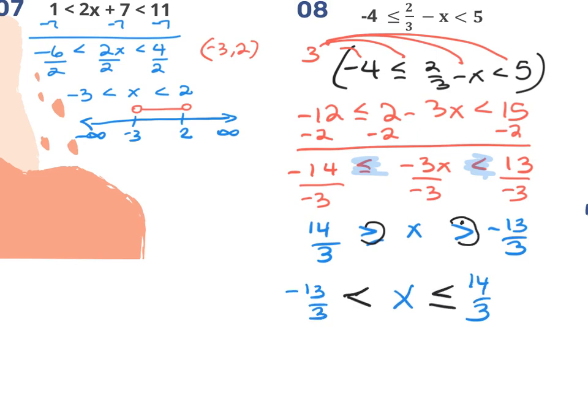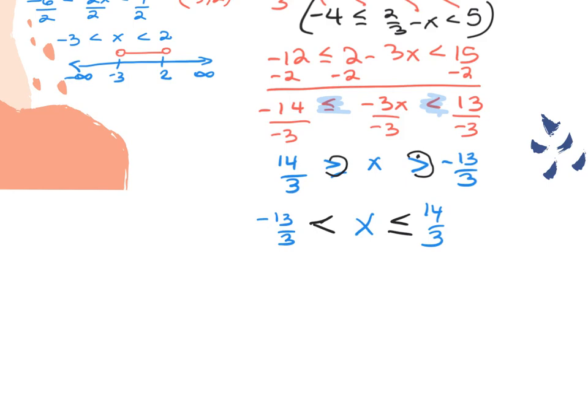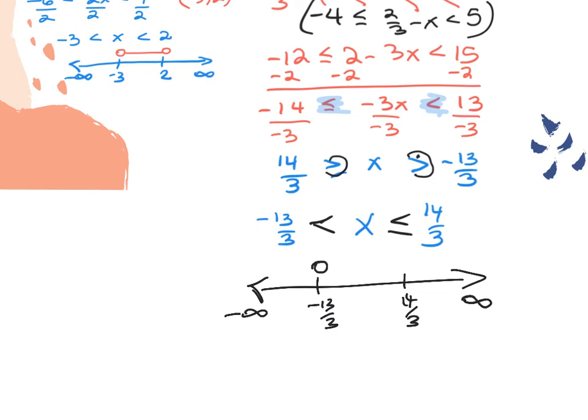So now when I go to graph it, now it's all set for me, least to greatest. Negative 13 over 3, 14 over 3. And again, open here, closed here, joined in the middle. Interval notation, negative 13 over 3 with a parenthesis, and 14 over 3 with a bracket.